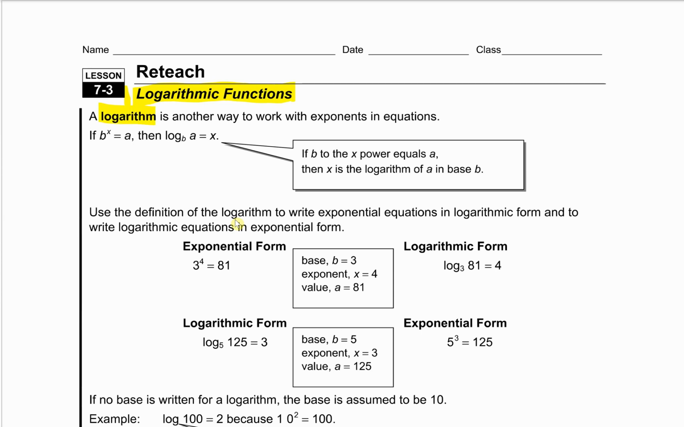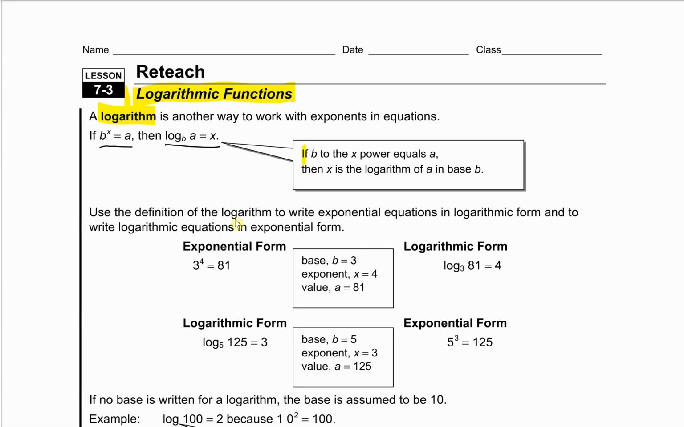A logarithm is the inverse operation for an exponent. So if I have an exponential equation that looks like this, b to the x equals a, then the corresponding logarithm is going to be log base b of a equals x. And we read them this way.